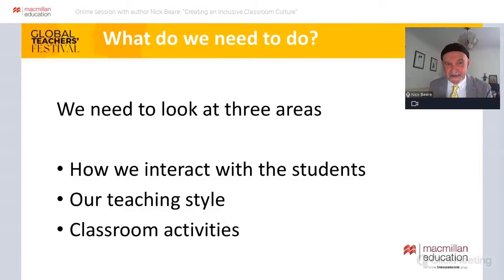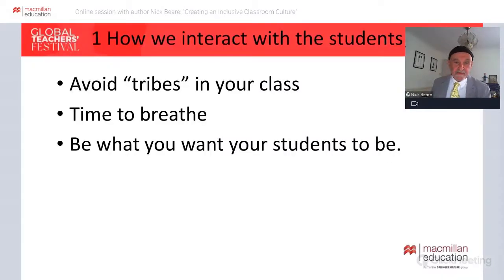There's those three areas. We're going to look at each one in a bit more detail. So first of all, is going to be how we interact with the students. Right, so that's that one. We're moving on. Right, how we interact with the students. There's three ones here, three little areas we can really, I think, make a difference in the class.